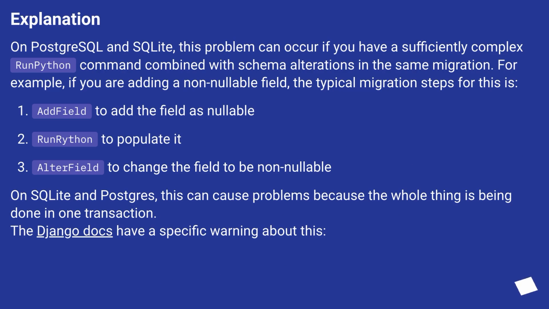Explanation: on PostgreSQL and SQLite, this problem can occur if you have a sufficiently complex RunPython command combined with schema alterations in the same migration. For example, if you are adding a non-nullable field, the typical migration steps are: AddField to add the field as nullable, RunPython to populate it, AlterField to change the field to be non-nullable. On SQLite and PostgreSQL, this can cause problems because the whole thing is being done in one transaction. The Django docs have a specific warning about this.